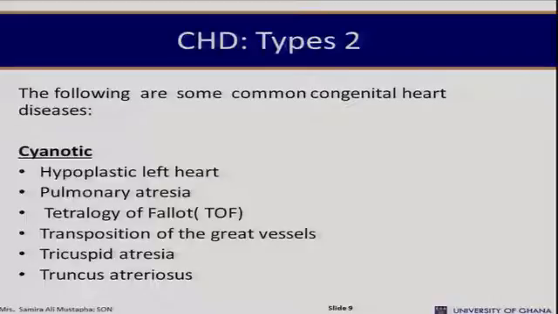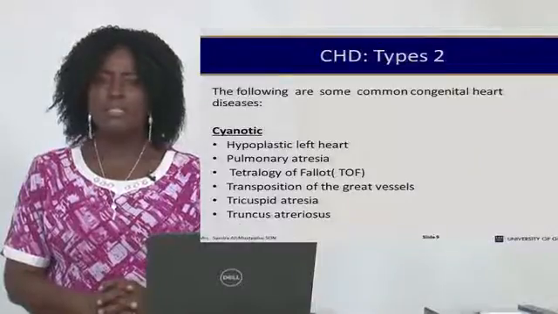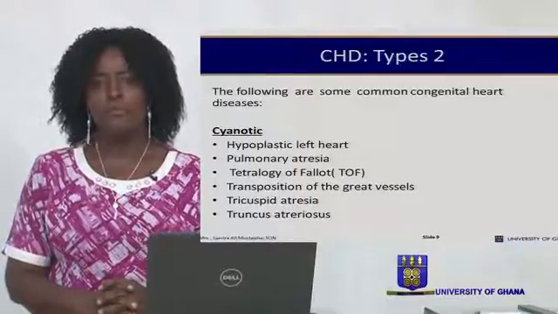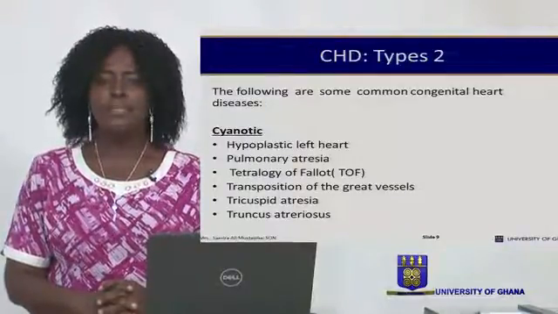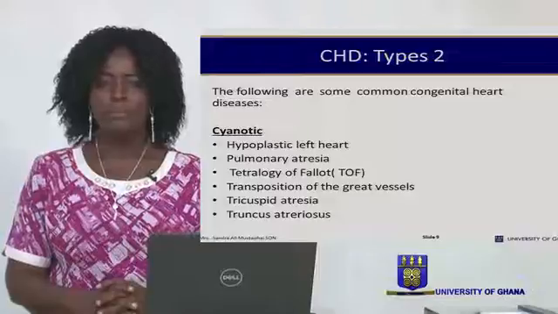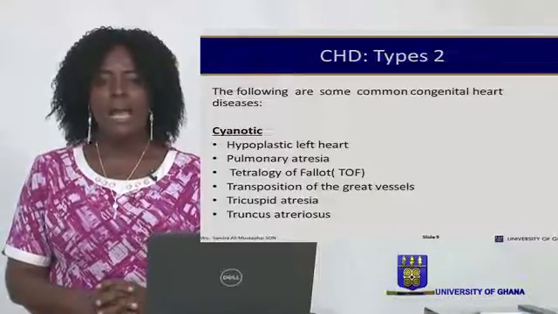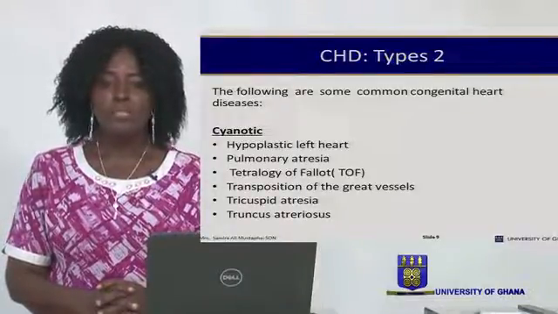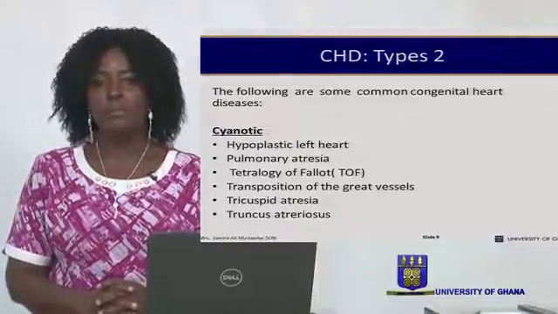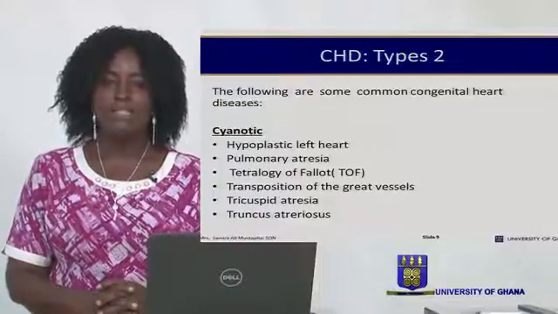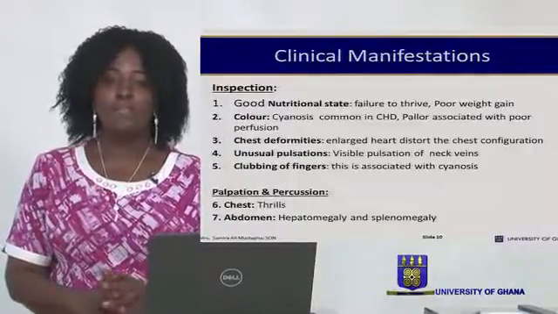And then we have the cyanotic, which is associated with oxygen depletion and makes the newborn blue. And you see these outlined here. Notable among these, we have pulmonary atresia, hypoplastic left heart, tetralogy of Fallot, transposition of the great vessels, and tricuspid valve atresia, and others I have listed, and many more you have to read and find out more.